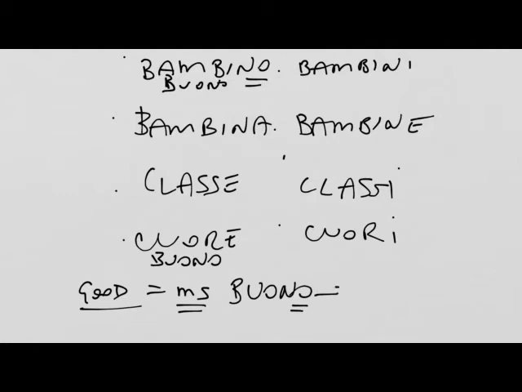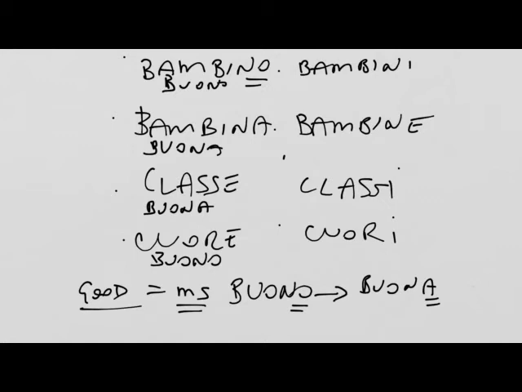What's the feminine form? I'm sure you guessed. It is buona. Remember, this is an adjective, okay? Buona is feminine singular. What are the feminine singular nouns here? Bambina and classe. Una classe buona, una bambina buona.